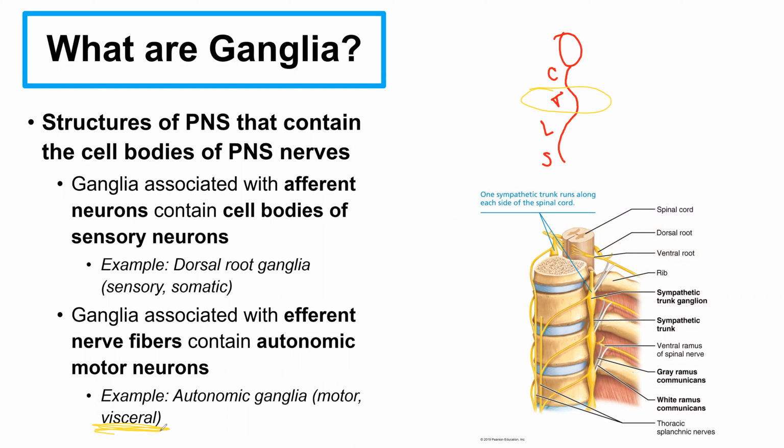And in addition, if you also think about our different plexuses, remember we had a cervical plexus, and we had a brachial plexus, and a lumbar and a sacral plexus. But there's a really big area of the thoracic region of the spinal cord that has no plexus associated with it. And the reason for that is because instead we have these sympathetic trunk ganglia.